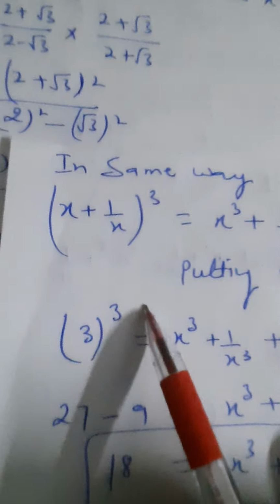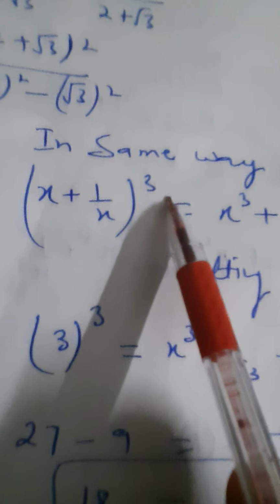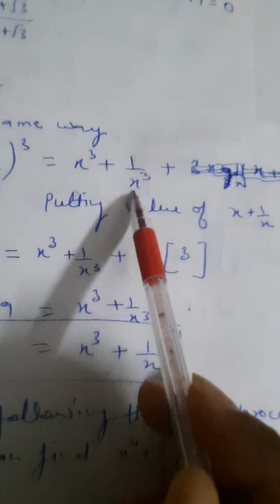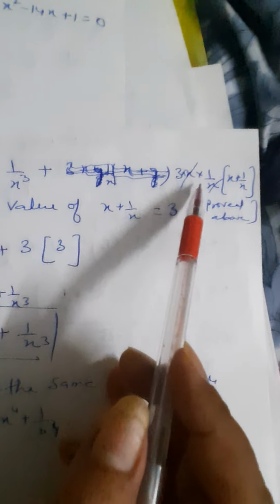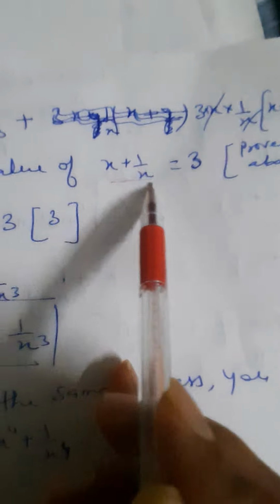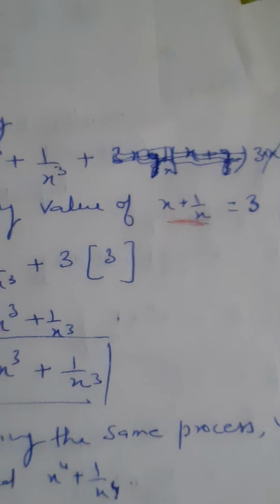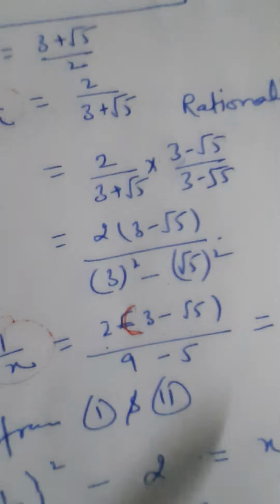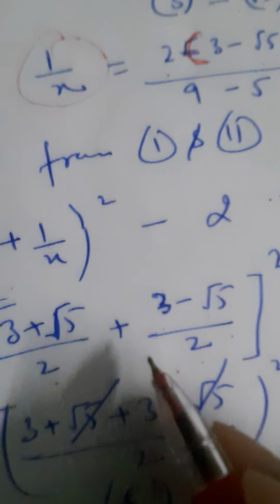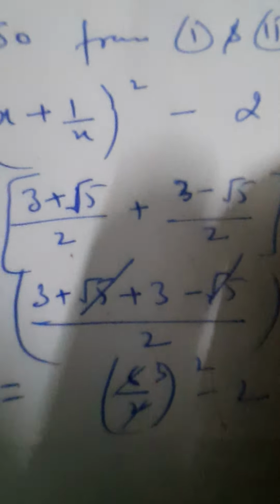Same बच्चे, if we want to do it for x cube, x plus 1 upon x whole cube, if I open it, what will happen? a cube plus b cube plus 3ab into a plus b. Now x plus 1 by x, beta, here in the previous part, by solving, what did I get?